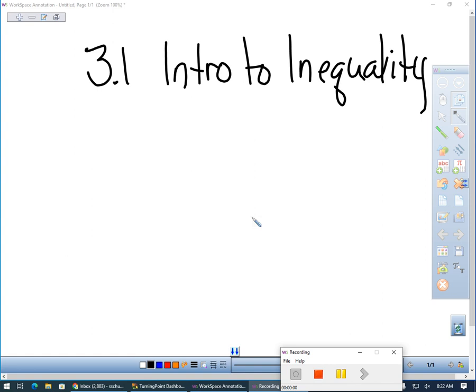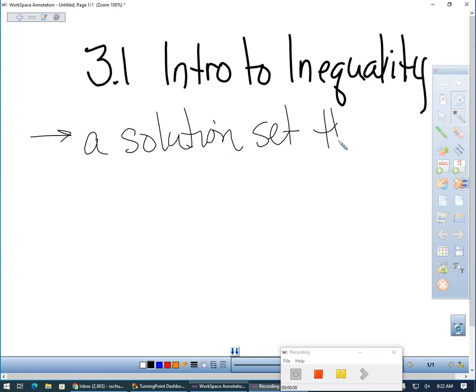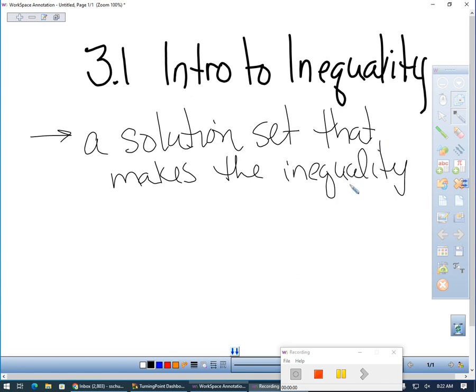So today we are starting 3.1, Intro to Inequality. An inequality is a solution set that makes the inequality true. So a solution set is a group of numbers, instead of one single answer, it's a big group of numbers.